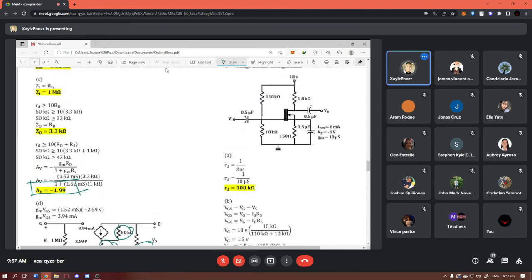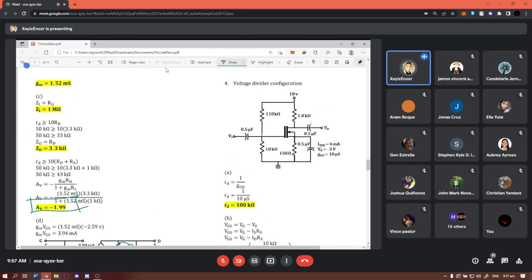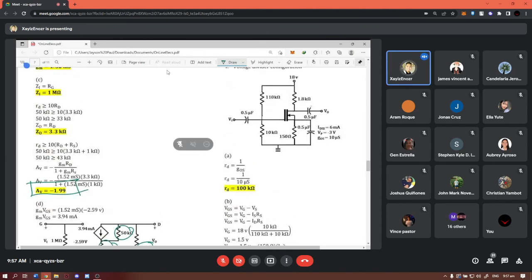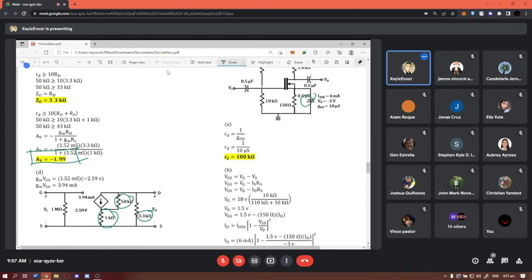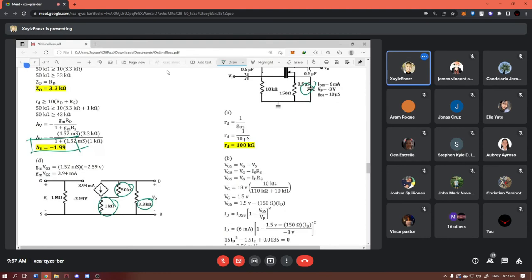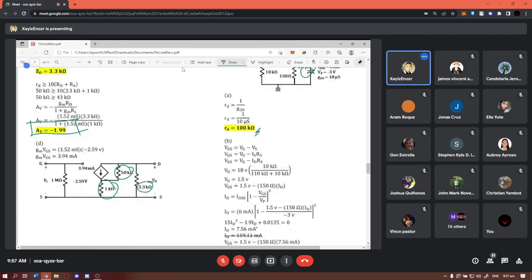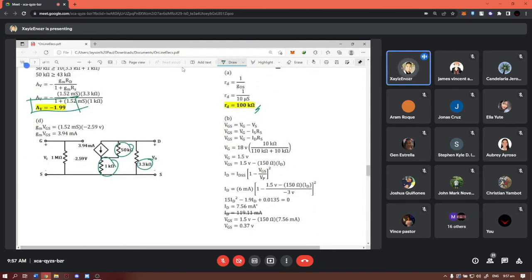Katulad dito, we have here DMOSFET. So may formula din siya, para silang Shockley's equation with JFET. So we have voltage divider here, so may bypass capacitor. Ganun lang siya. So, RD. Ayan. Reciprocal ng GOS. Then, find VGS.